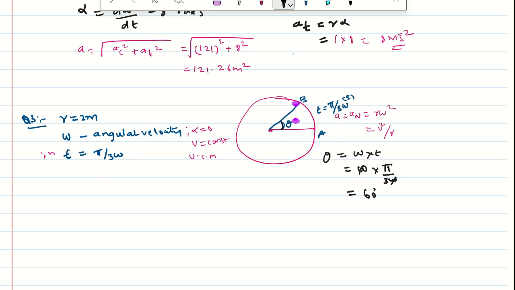Here time is equal to 2 pi, capital T is equal to 2 pi by omega. So then in pi by 3 omega seconds it has covered angle theta equal to 60 degrees. So when I know the theta value, this type of question they can ask.